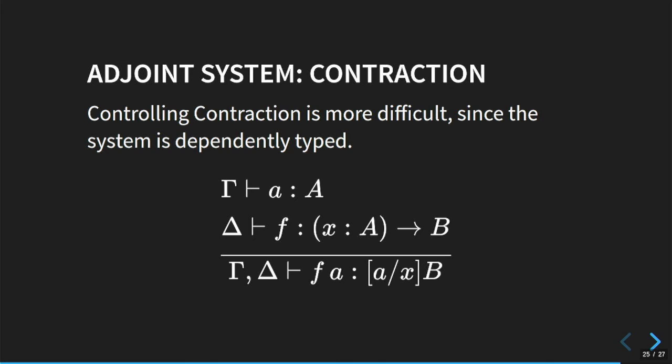Yes, and so if this weren't dependently typed, we could just add a predicate and say there's no contraction in this mode. But now, in this case, we just can't. Okay, thanks.